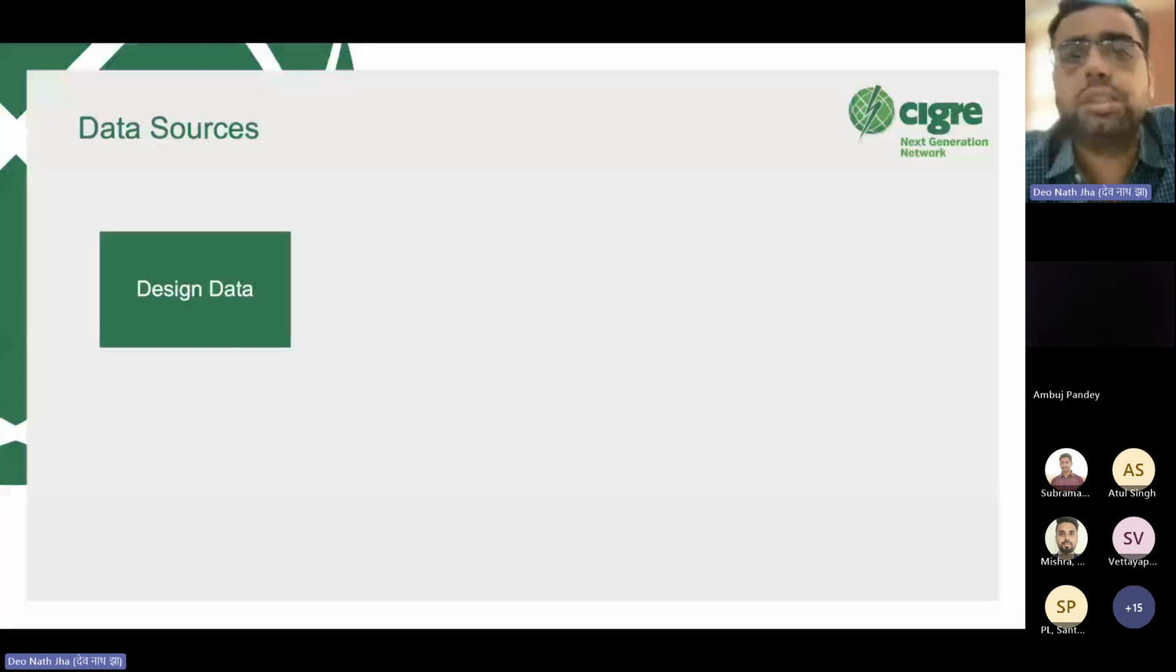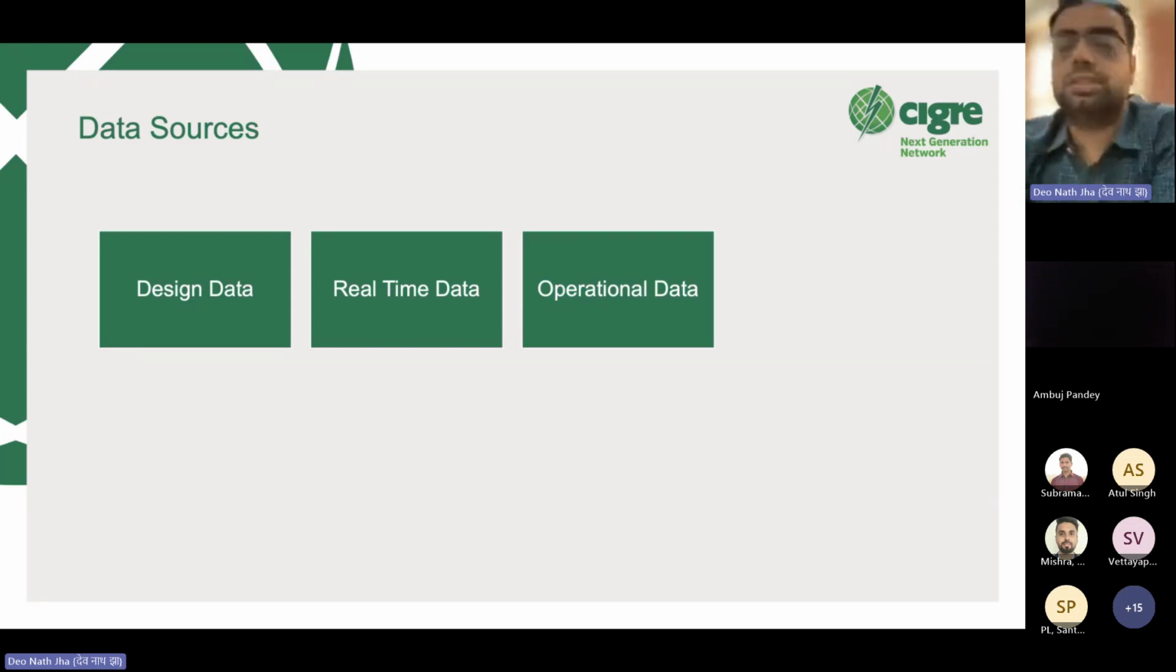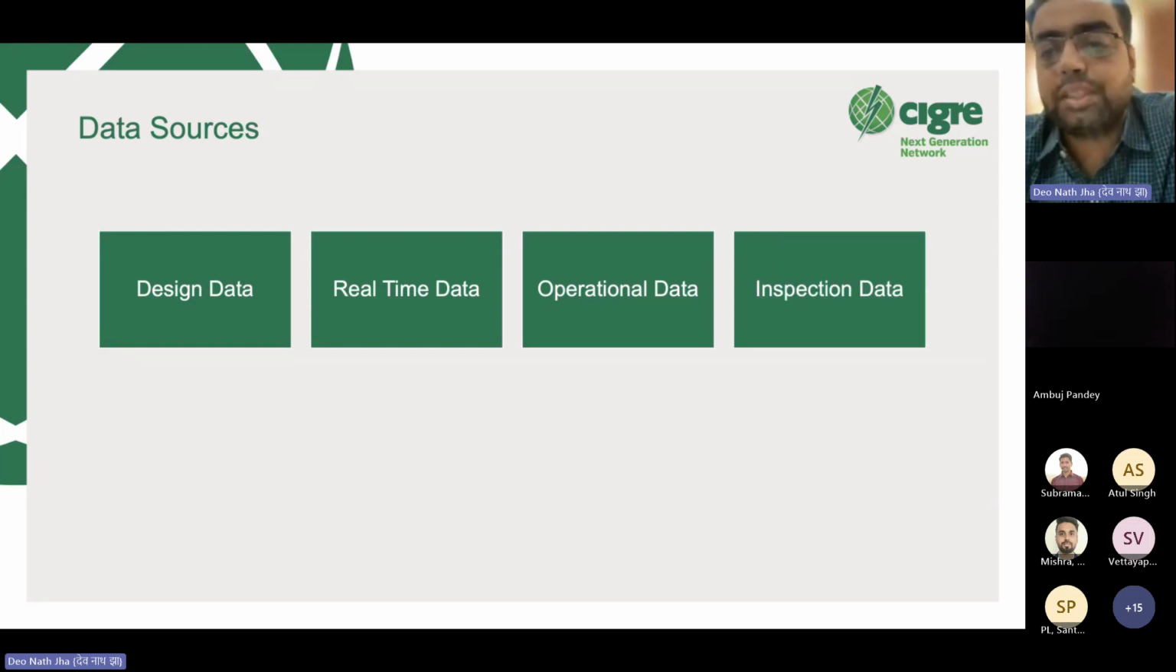The first is the design data, when the transformer is commissioned at the beginning of its life cycle. You get all the design data, and what is important within design is the temperature data, the clearances data, and the overall components data. Second is the real-time data from the operation, like voltage, current, and loading. Third is operational data, based on the events that have occurred on the transformer, like through fault intensity.